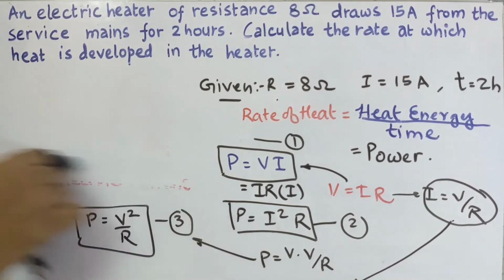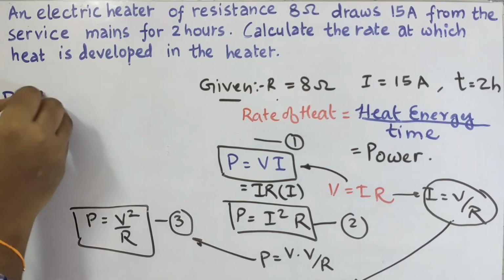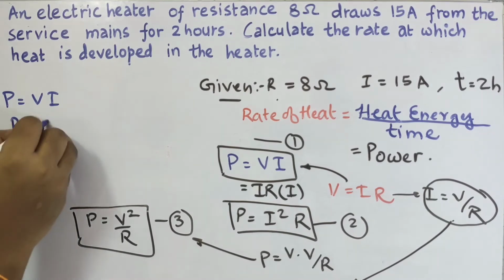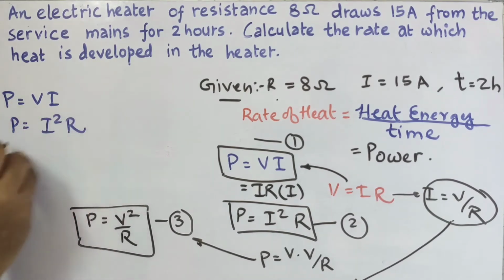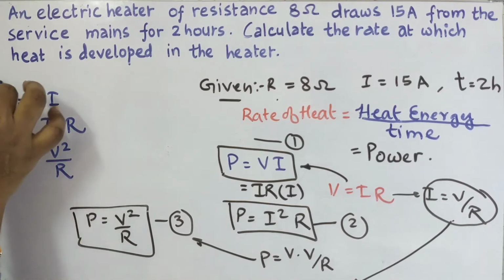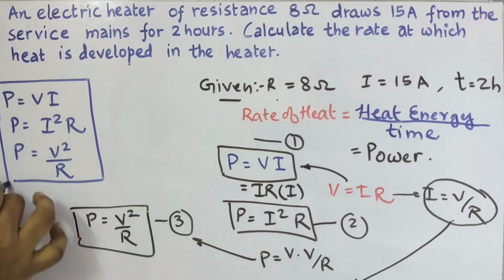So let me write them on the side. First one, P is equal to VI. Second one, P is equal to I square R. Third one, P is equal to V square by R for heating devices. So these are the formulae. Now we can solve the question.